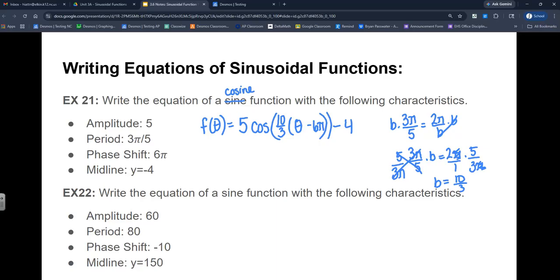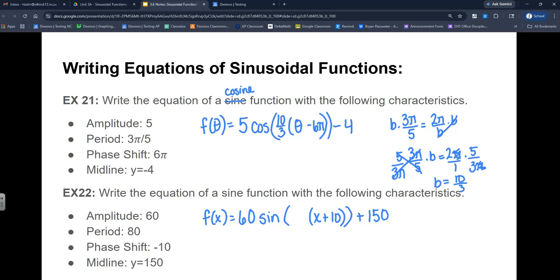Let's look at this last one. Let's use an x on this one. This asks for a sine function with an amplitude, so let's call it f of x. And our amplitude is 60. Sine, let's hold off on the insides. And our midline is 150, so I'll put a 150 here on the end. Phase shift is not too bad to do. I have a phase shift of -10, which means I'll have x plus 10 here. I'm just using an x instead of a theta this time, just to show that it's okay to have whatever variable you would like.